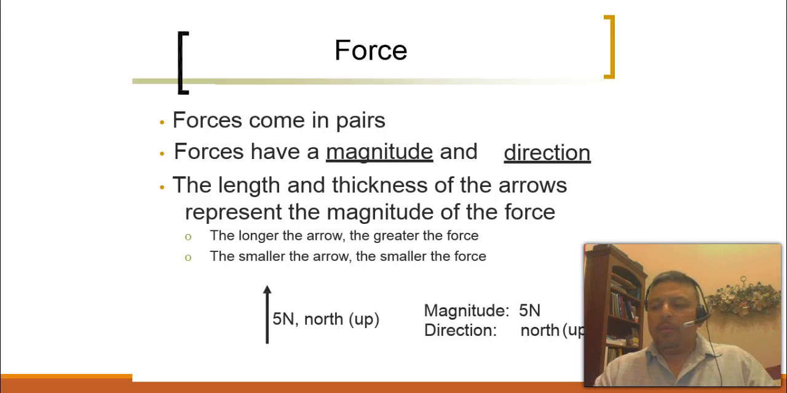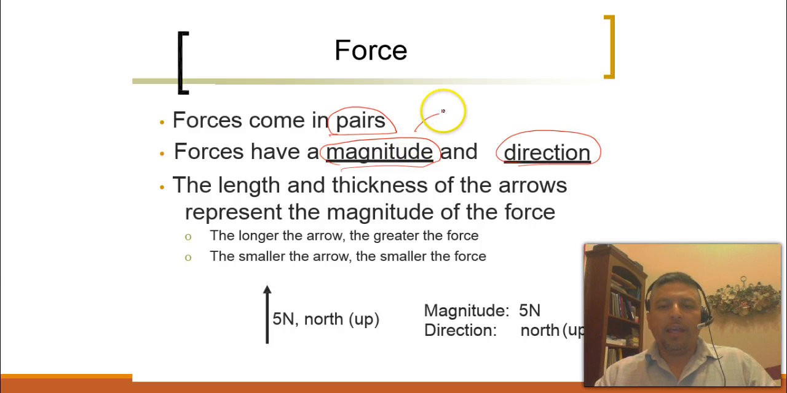So we gotta know a couple more things about force. First of all, forces come in pairs, right? They have magnitude and direction. So what do we mean by magnitude and direction? Magnitude is how much force, like the amount. And direction obviously will tell you if it's going north, south, east, or west.